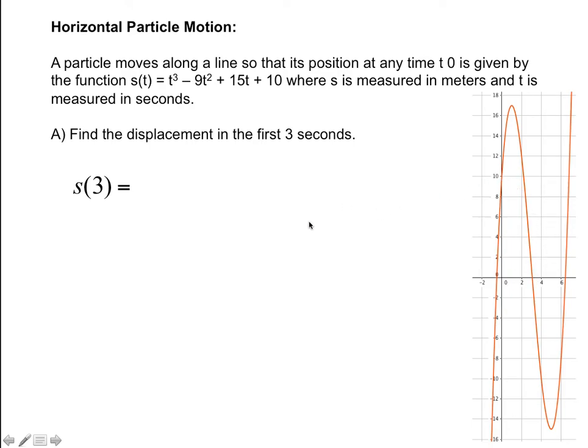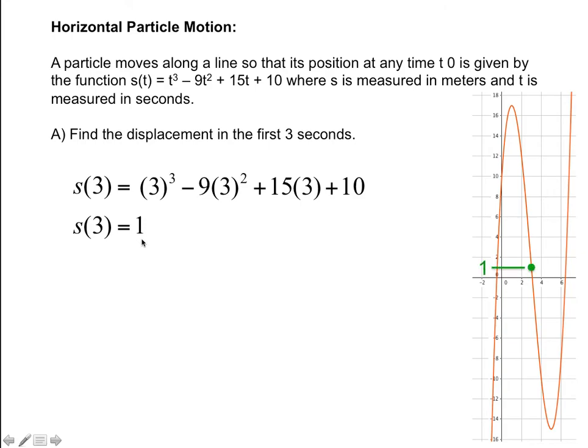The way we find those values, if we don't have a graph, is we plug in 3. And we get a final value for the position. So we've got 27 minus 81 plus 45 plus 10. And that equals 1. So I was off a little bit. We're up here at 1. So our position at time t equals 3 equals 1. And at t equals 0, when we plug in zeros for all of this, we get a position of 10.